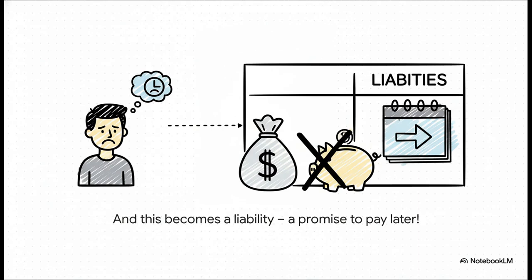And here comes the second part of the entry. That 500 rupees is a promise Ankit made to pay later, right? So it becomes a liability for his business. We show it right here, on the liabilities side of the balance sheet. See? Both effects recorded. Clue number 1 is officially solved.